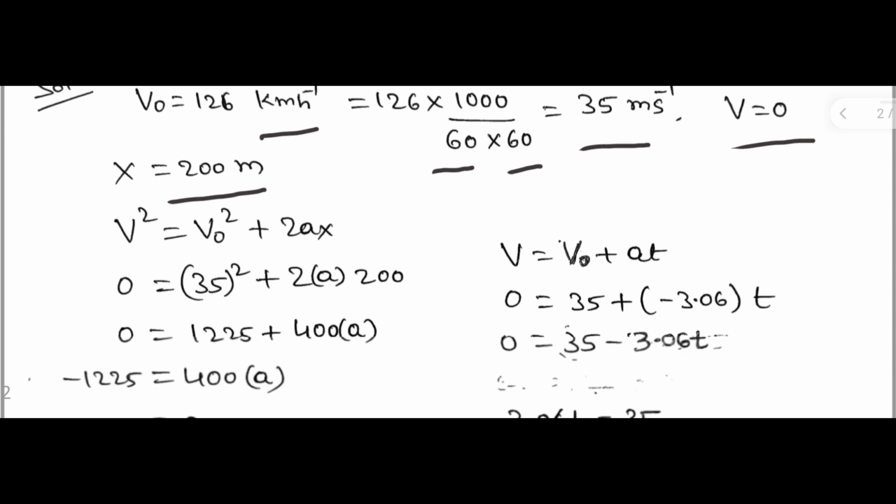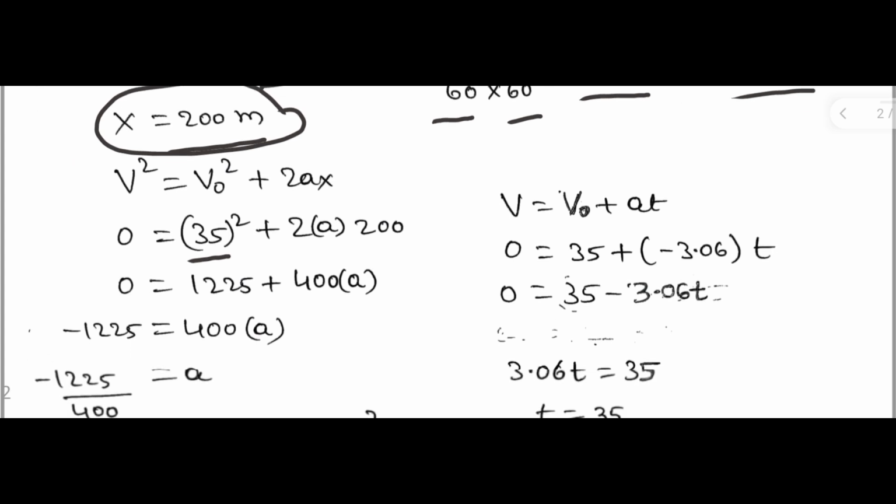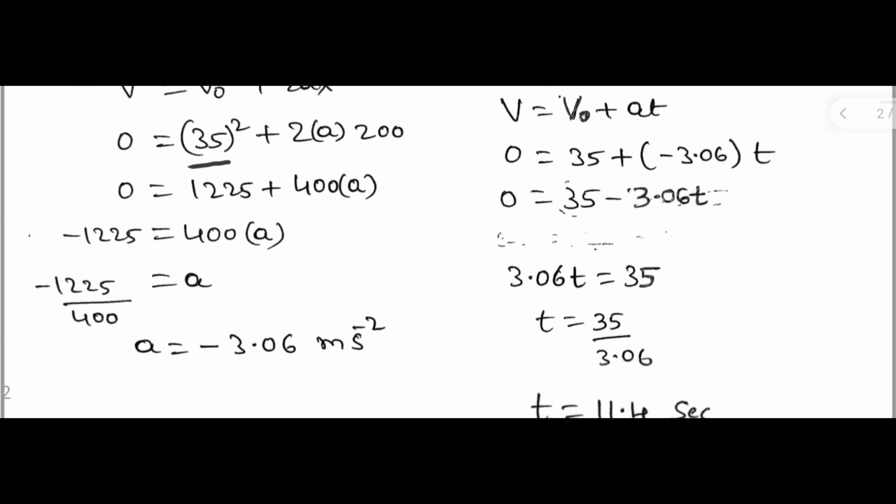Using that, 35 whole square plus 2a into x, the distance interval, 200 meter. After simplifying, we get acceleration a as minus 3.06 meter per second square. Here 3.06 is the acceleration value in the retarding order, meaning decreasing order. The negative sign indicates the retarding acceleration: minus 3.06 meter per second square.